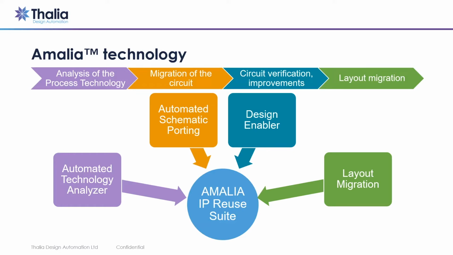Once this analysis is done, this data is fed into the automated schematic porting software, which migrates the design schematic from one process node or technology to another, factoring in all the key metrics like sheet resistance, unit caps, the min-els, and various other things. Once the schematic has been migrated to a different node or technology, we have this capability called Design Enabler, which is able to nudge the design back into specification.